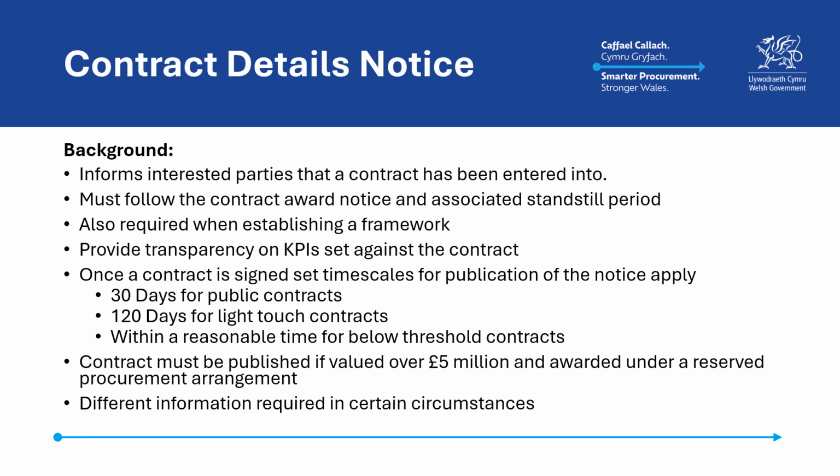Different information is required to be input into the contract details notice in different situations, and a full description of the required information can be found in Regulations 33 to 37 of the Procurement Wales Regulations 2024 and in the associated guidance. In the next few slides, we will discuss a summary of the information required for each type of procurement.